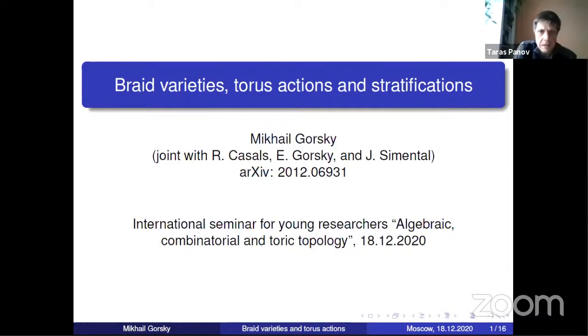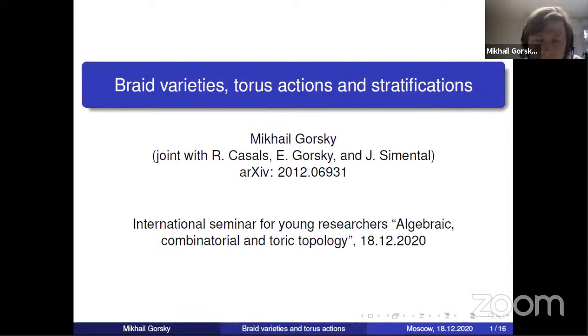All right, let's continue. Our next speaker is Mikhail Gorski, who will talk about braid varieties, torus sections, and stratifications. Please, Mikhail. Yes, first of all, thanks to the organizers for the opportunity to give a talk. As was said, I will talk about braid varieties, which I will define, and certain properties and results concerning these varieties, such as torus sections of them, and their stratifications.